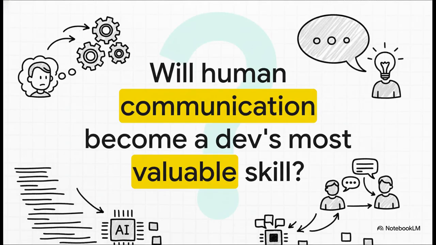And I'll leave you with this final thought to chew on. As AI gets better and better at actually writing code, the physical act of typing might become less important. So could it be that our ability to communicate clearly with other humans, to explain complex problems, to debate solutions, is about to become the single most valuable skill a developer can have?